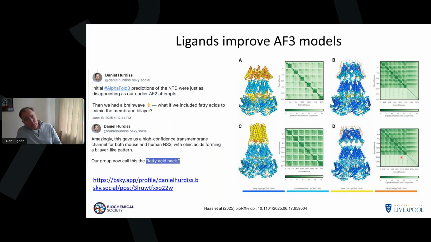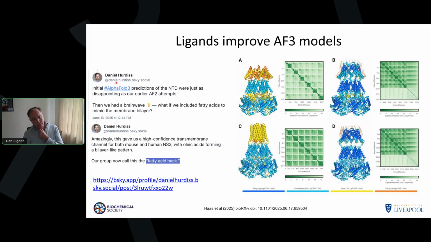One interesting quirk of AlphaFold 3 compared to AlphaFold 2, because it can model heterogeneous systems with other ligands present, is that you can sometimes get better models by completing the system in a sense. So this shows an example of that.